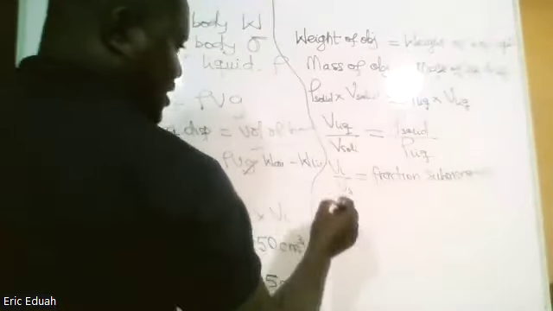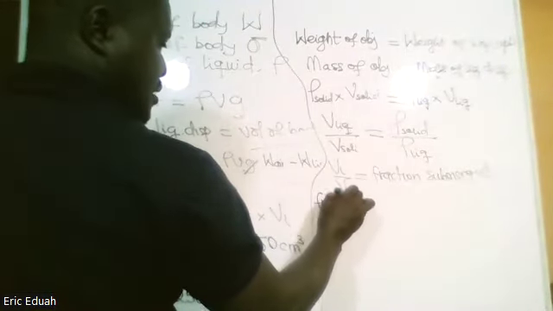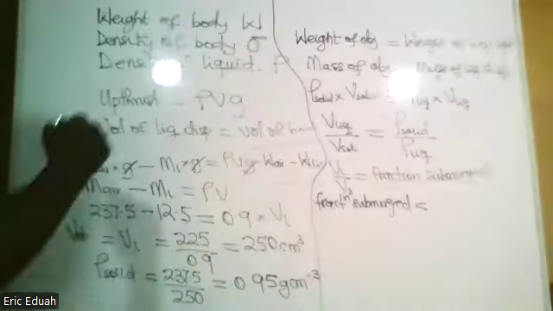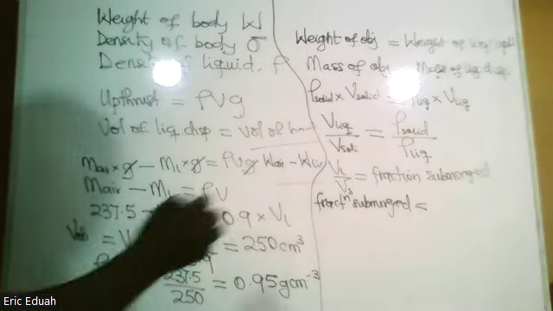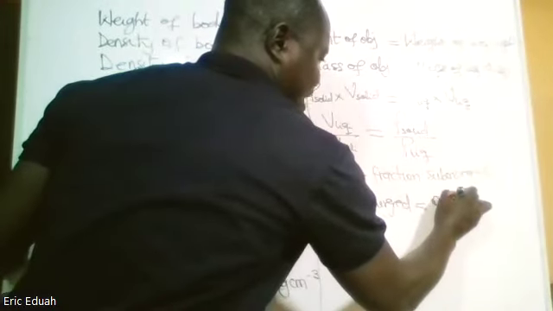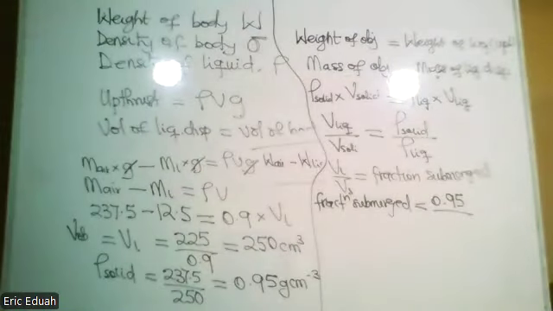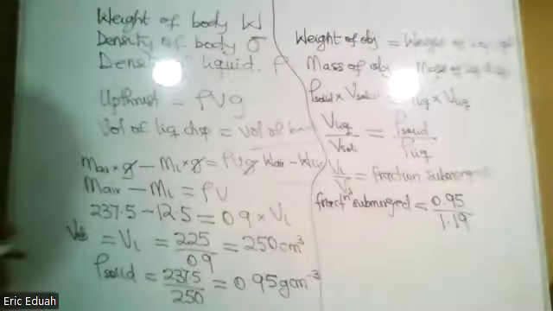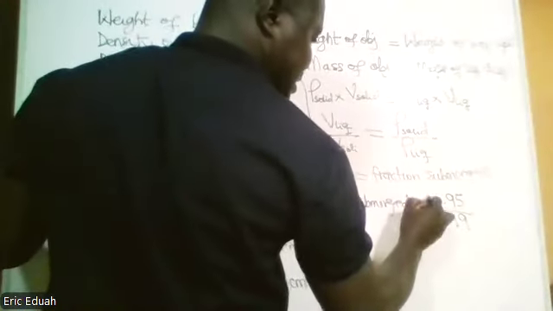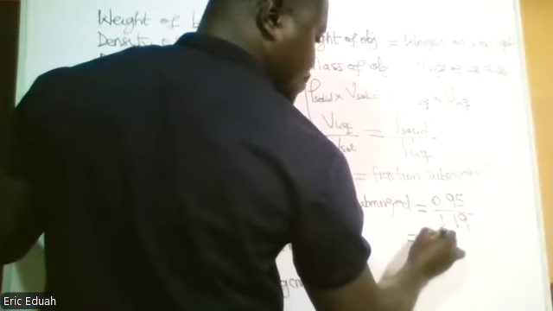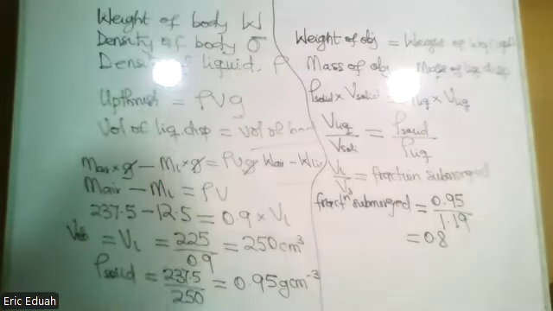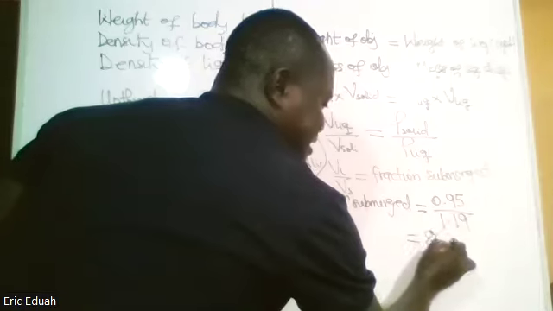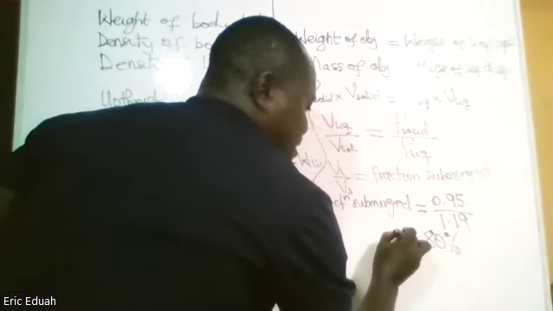So fraction submerged is equal to the density of solid, which we've just calculated, 0.95, divided by the density of the liquid, 1.19. When we calculate this, it is approximately equal to 0.8. And so we can say that the fraction submerged is approximately 80%.